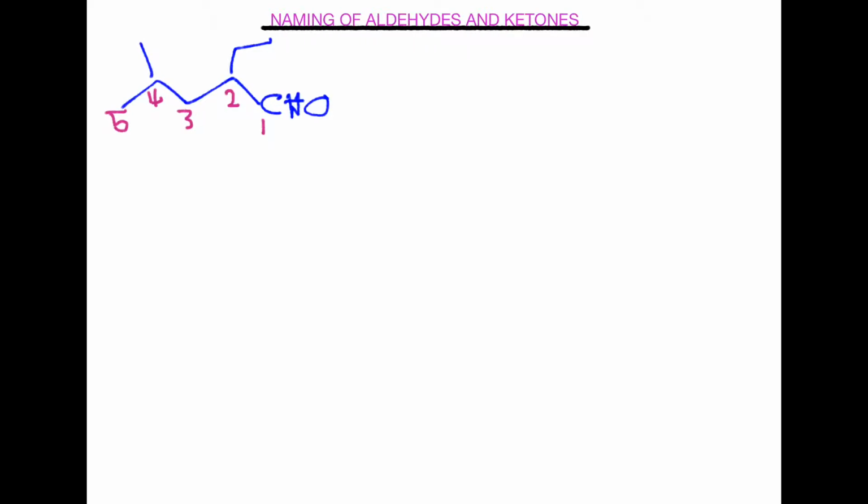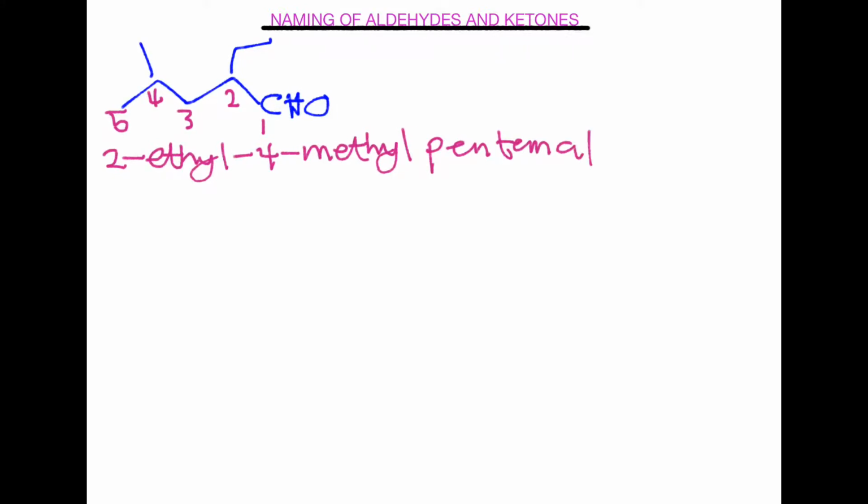So the name is going to be 2-ethyl, 4-methyl, and then the longest chain, what is that? Pentanal.